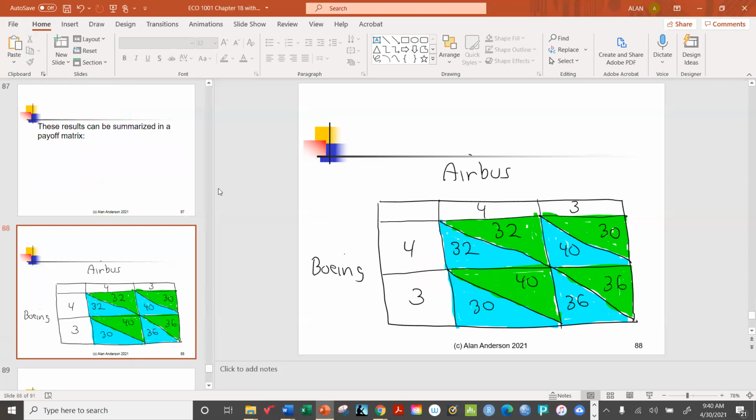Now, by the way, this takes a little getting used to. What is this supposed to tell me? You can see that I've got Boeing and Airbus. In this first column, I'm showing the different planes that Boeing can produce. On the top, I've got the different planes that Airbus can produce. So if you see the blue squares or the blue triangles, they represent Boeing's payoffs or profits, the green triangles represent Airbus's profits.